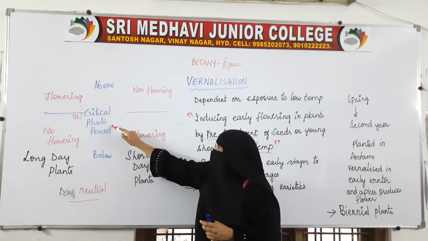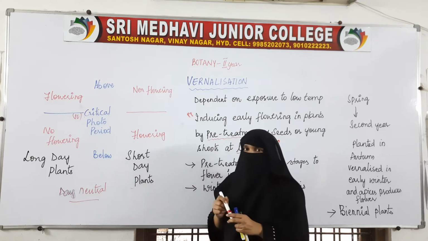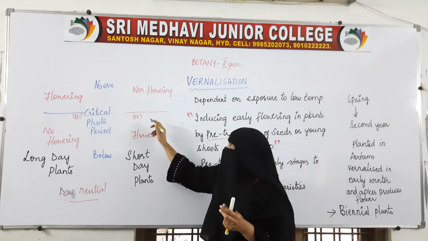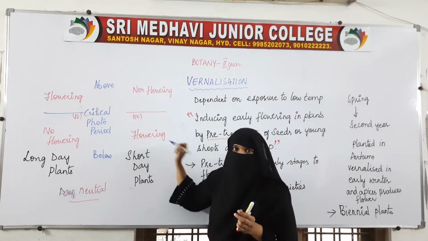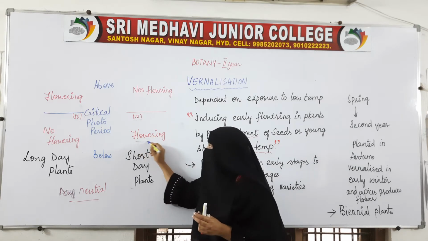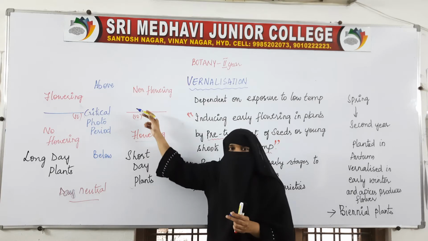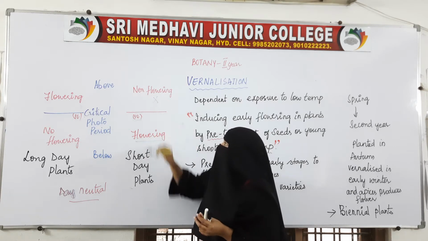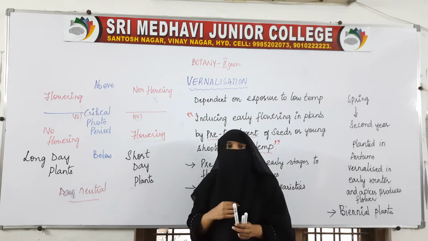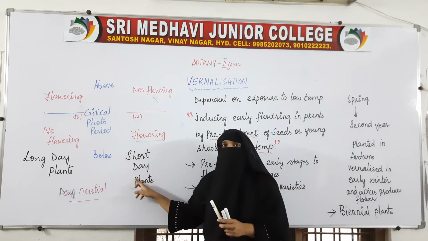And similarly, if the plants need sunlight below the critical period, here also we will take an example of 10 hours of sunlight as the critical period. If the plant is exposed to sunlight for less than 10 hours, then they will show flowering. But if the plants get more than 10 hours of sunlight, then they will not show flowering. So these plants require less exposure to light than the critical period, and such plants are called short day plants.